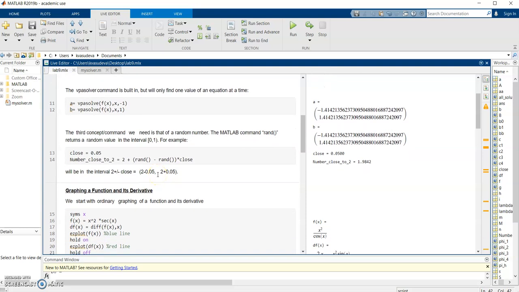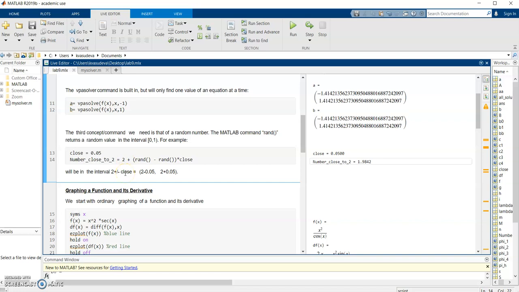Then the last thing that you must know is how to create a random number. Let's say you want a number close to 2 within a difference of 0.05. This is what you do. Let's say close is equal to 0.05. The number close to 2 is equal to 2 plus rand minus rand times close, which is going to give you an interval of that kind. And if, for example, you want a number close to 1 plus or minus 0.5, you just have to change this number to 1 and that one to 0.5.